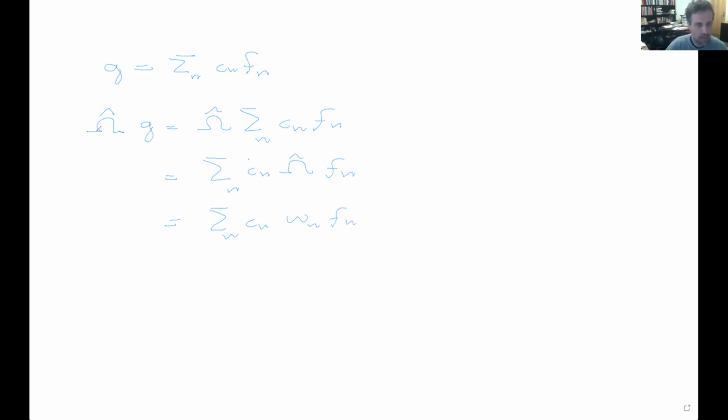So if I operate on the function g, I get this sum of eigenvalues times the eigenset Fn. And this is something also we will see many times over in this course. We will use it on several occasions. All right, so this is one aspect. This has to do with sets of eigenfunctions.